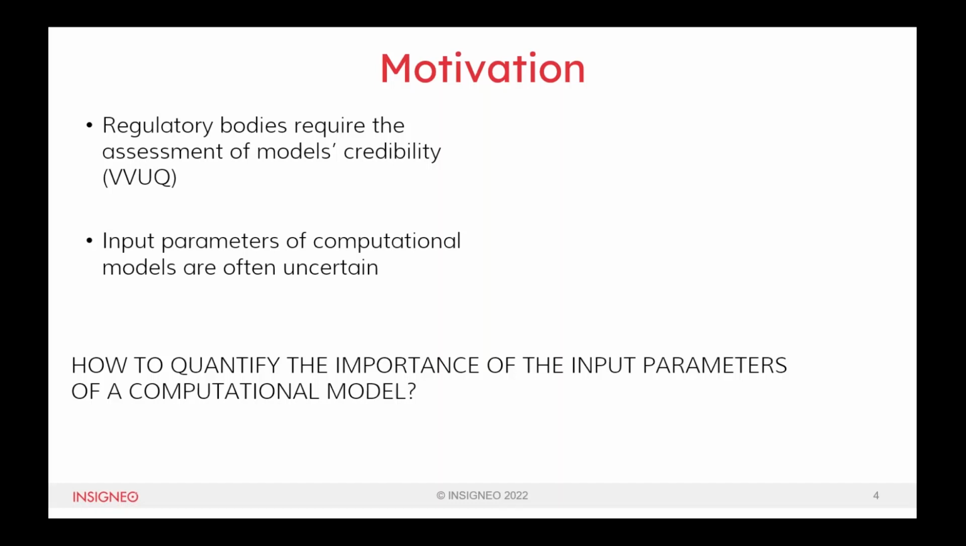And the credibility of a computational model is typically assessed in stages, and these stages are verification, validation, and uncertainty quantification, or VVUQ for short. Verification is the step where you check that your computational model correctly solves the equations that it's supposed to be solving, while validation is the phase during which you make sure that the computational model correctly describes the physical phenomenon that it's supposed to be describing.